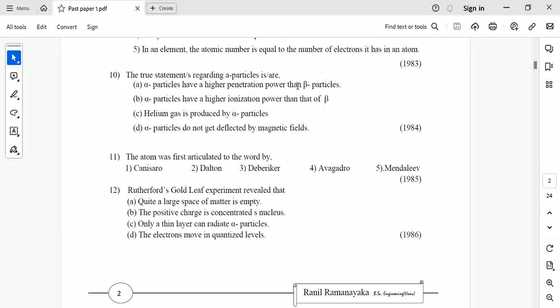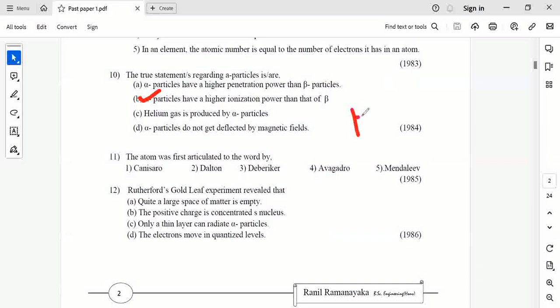If anything matters, please ask. Question number 10. Alpha particles have a higher penetration power than beta particles. No, son, beta has the higher penetration. Alpha has the higher ionization. B is true. Helium can be produced.